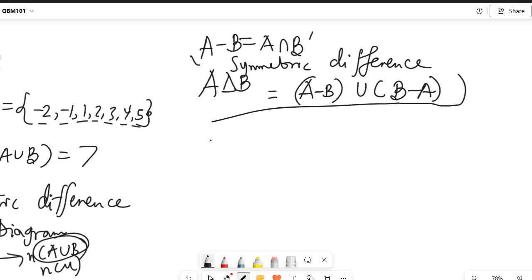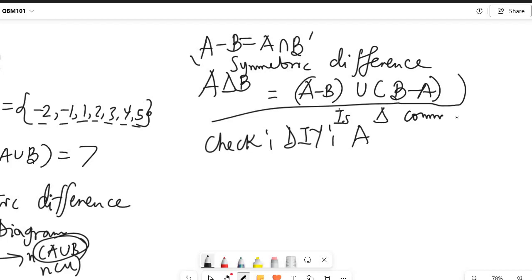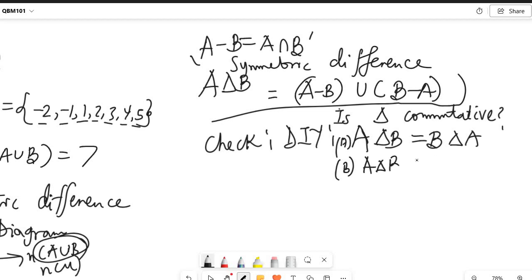Now, you should also try this. Check this out to see if it is correct as your form of DIY. Do this yourself. Check if the symmetric difference is commutative, and reply in the comment section if you have done that yourself. So A delta B, is it equal to B delta A? Let's say this is option A, and option B is A delta B not equal to B delta A. So check this, see which option is correct. Is A or B correct?